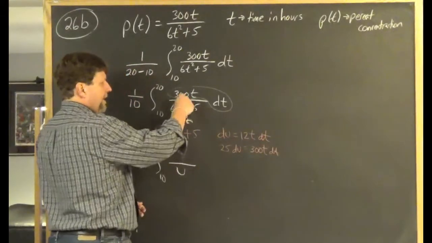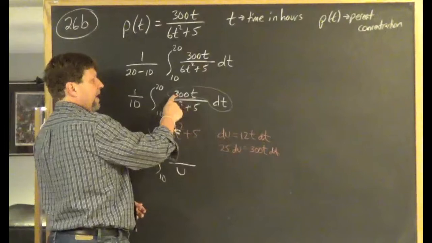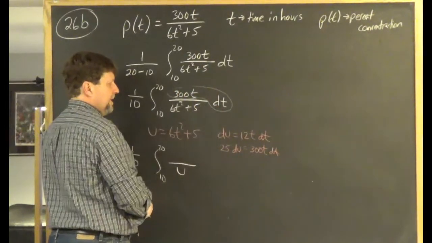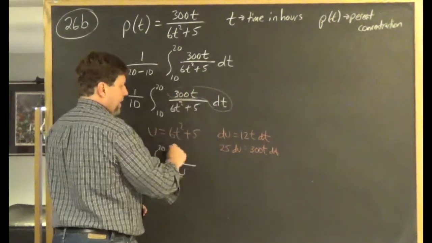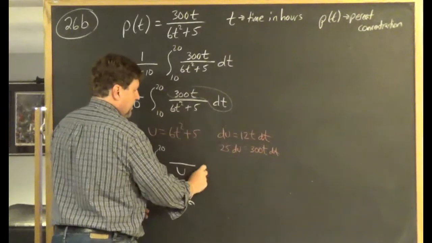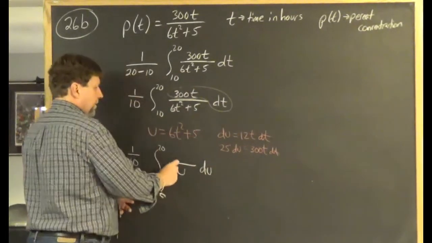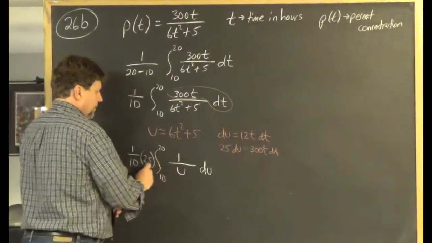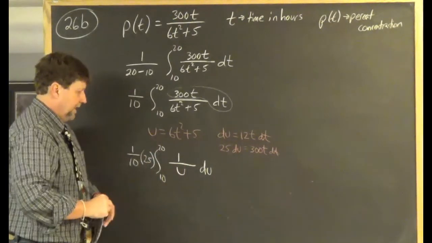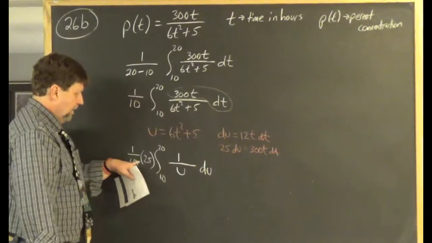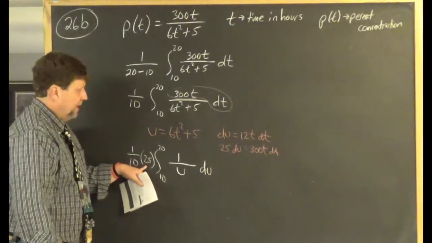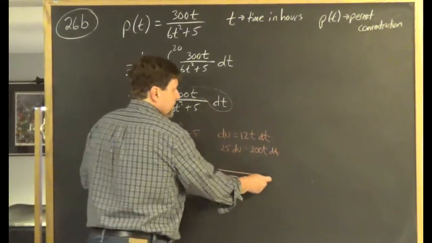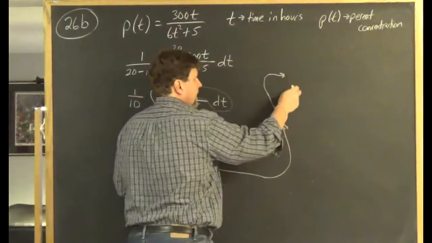So I'm going to substitute 25 du in for the 300t dt. And that 25 I can take and pull out front of the integral sign. See, 1/10 times 25, that's 2.5. So let me just pull the problem right here.